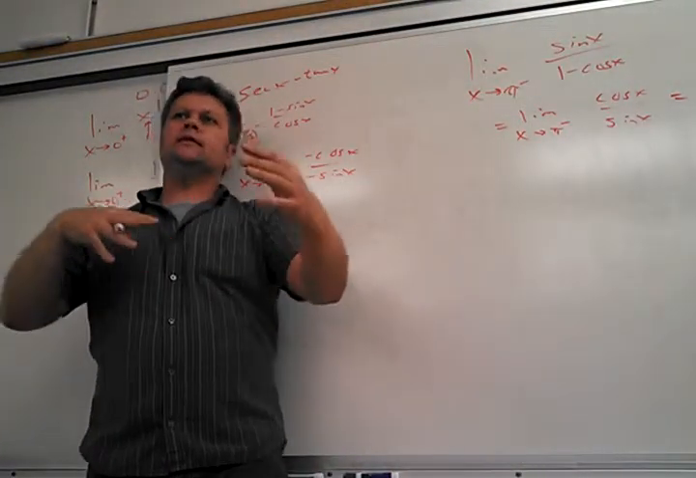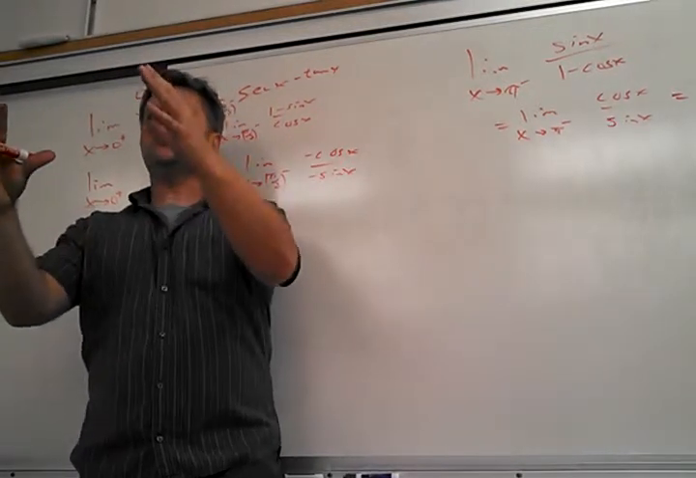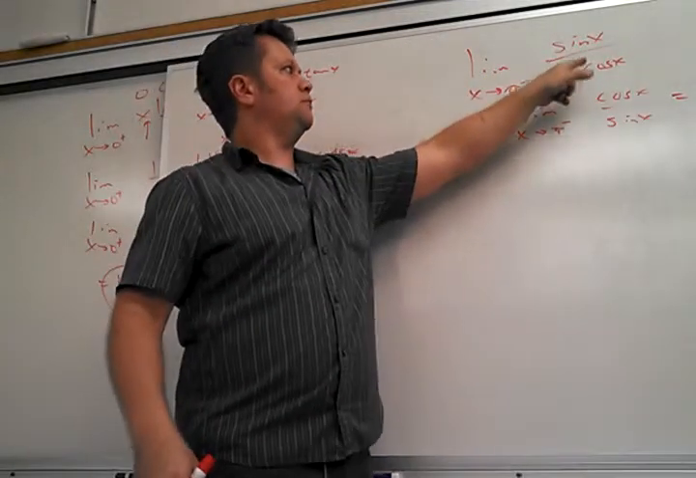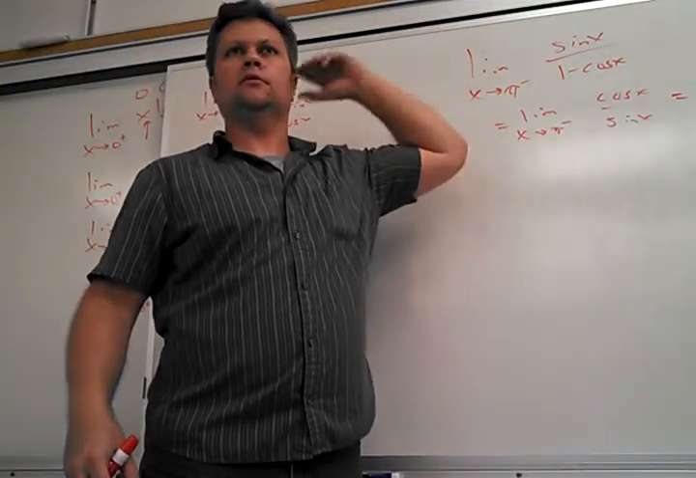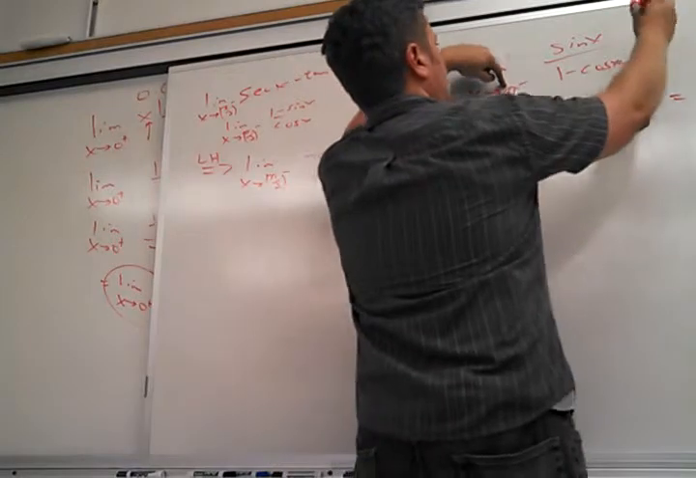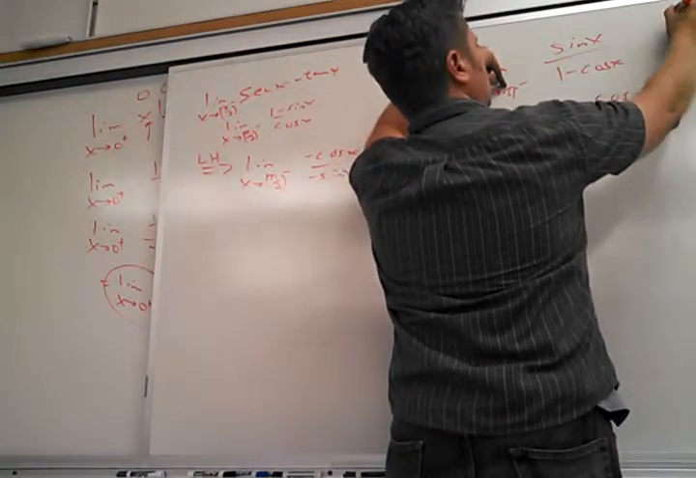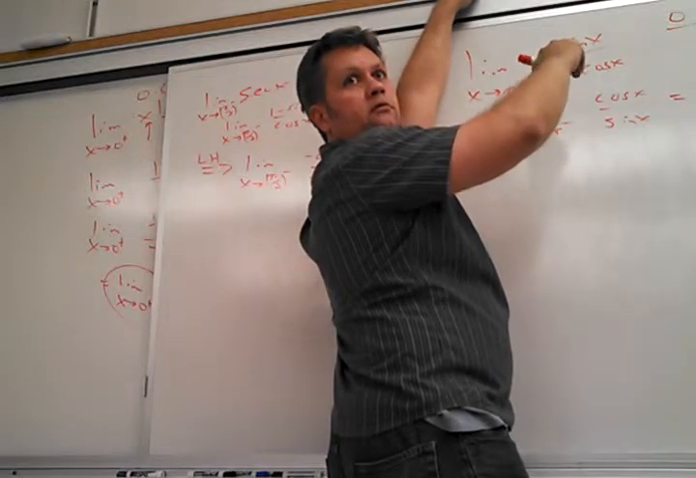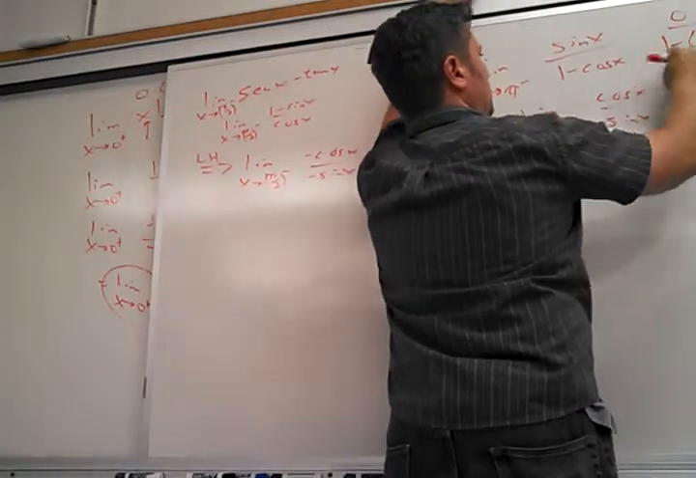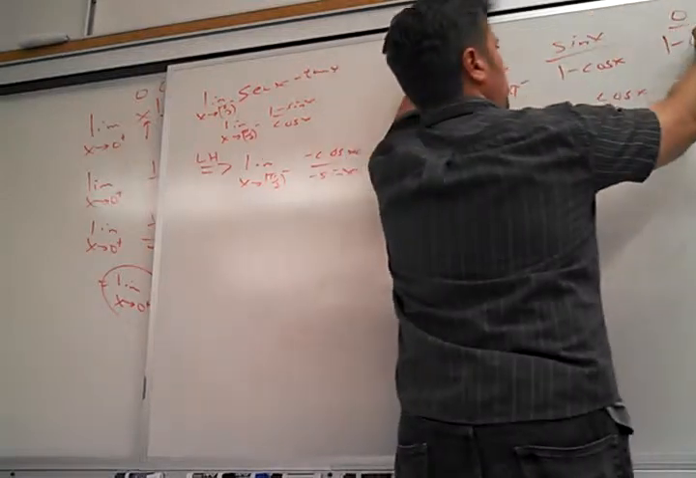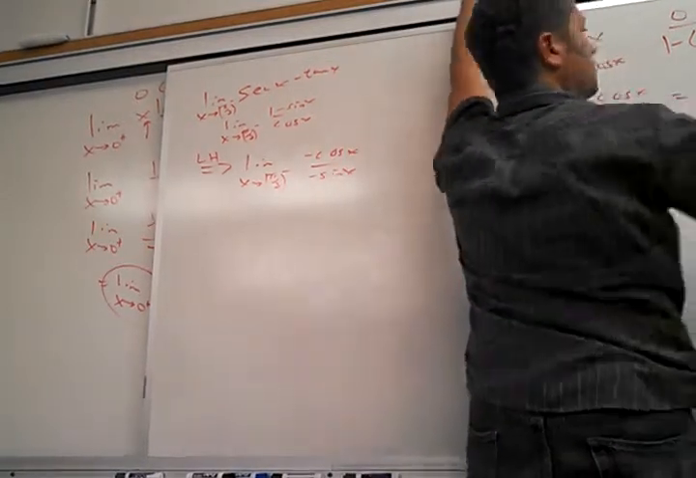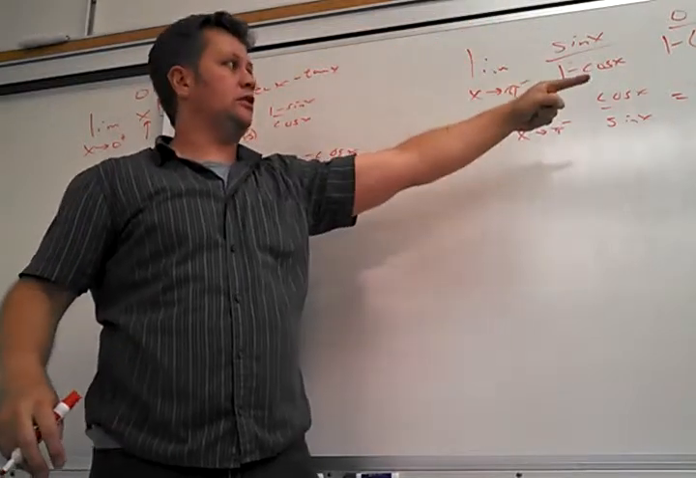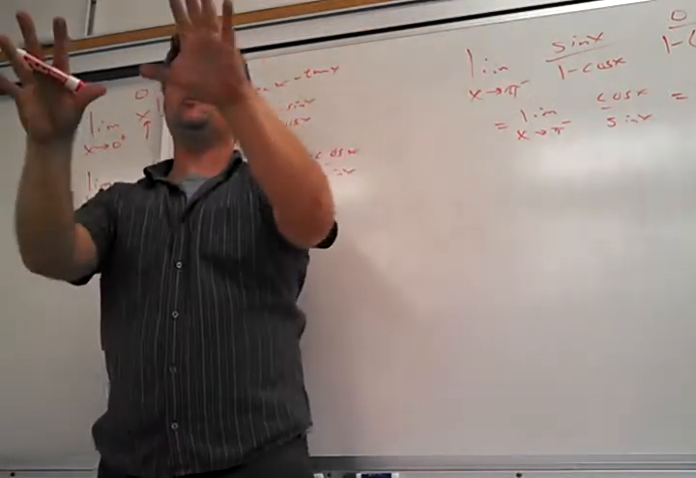Now, the person who does this is the person that focused way too much on the rule and not enough on the requirements to use it. Is the first problem indeterminate? When you plug pi in, what do you get on the top? 0. What do you get on the bottom? 1 minus, what's cosine of pi? Negative 1. So that's 0 over 2, which is 0. So the correct answer to this is 0. If you apply L'Hopital's, it looks like the right answer is negative infinity. So why did L'Hopital screw me up?